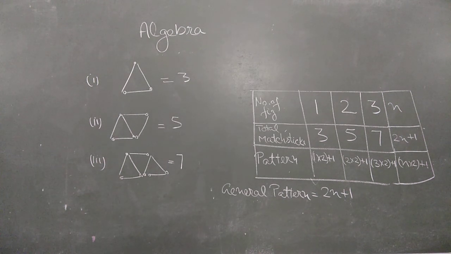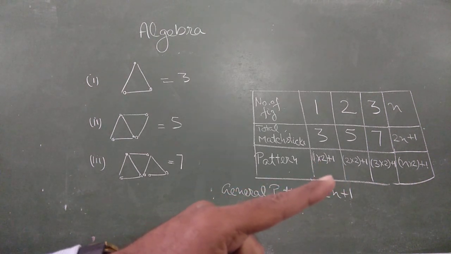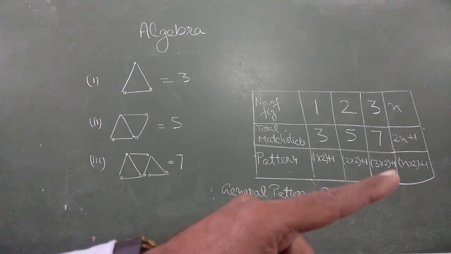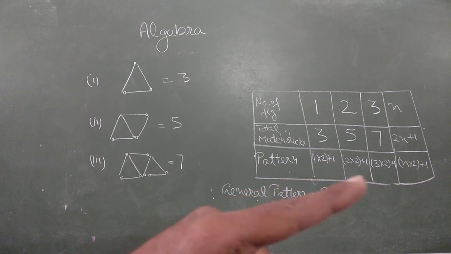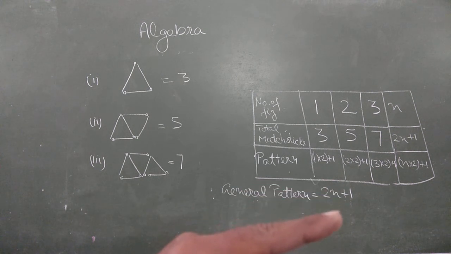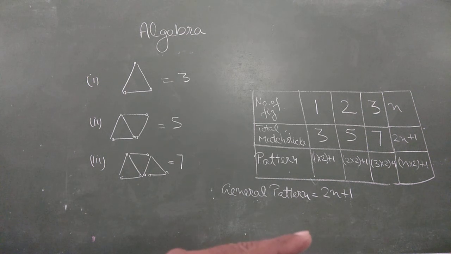It's up to you how easily you find this common pattern: 1 into 2 plus 1 with one variable, 2 into 2 plus 1, 3 into 2 plus 1, and n into 2 plus 1. Here the number of figures is your only variable and the others are constants. So you can easily find the general pattern 2n plus 1. In place of n, you can write other variables like x, y, z, a, b, c, whatever it is.